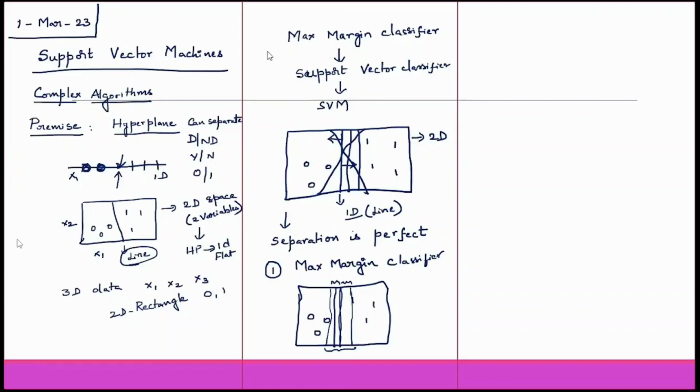So right now I am in the maximum margin classifier, right? So this is the maximum margin classifier. For the machine, just wait for a couple of minutes. Okay, so I'll take you through all the 3 stages. The second stage is the support vector classifier, and the third stage we are ending up in the support vector machine. Okay, so this is the maximum margin classifier.